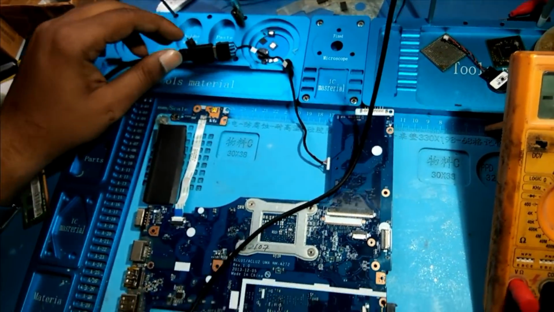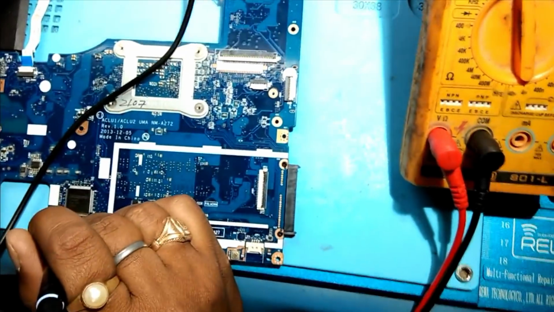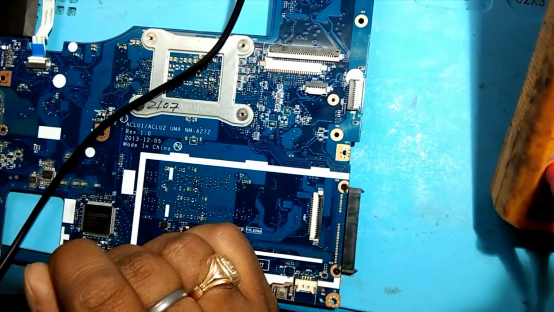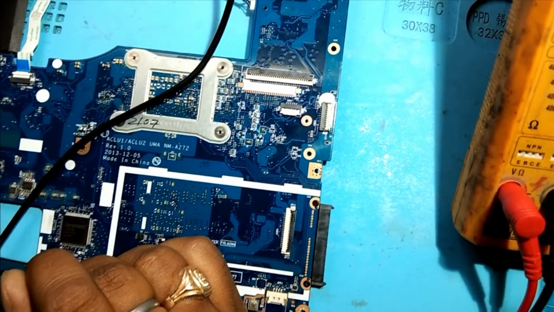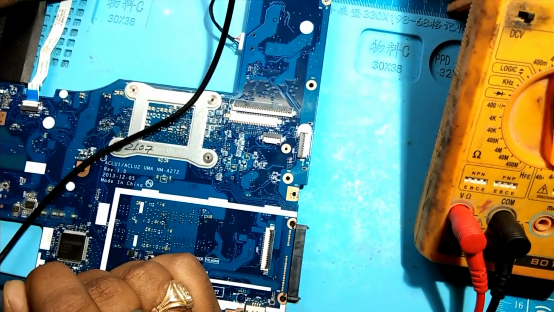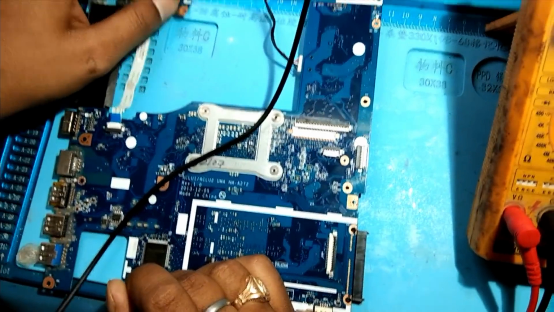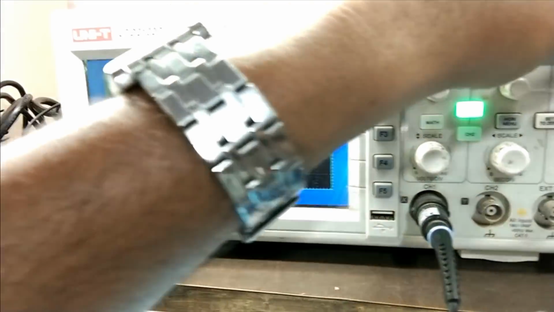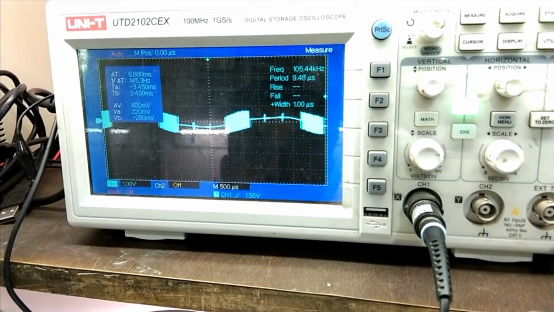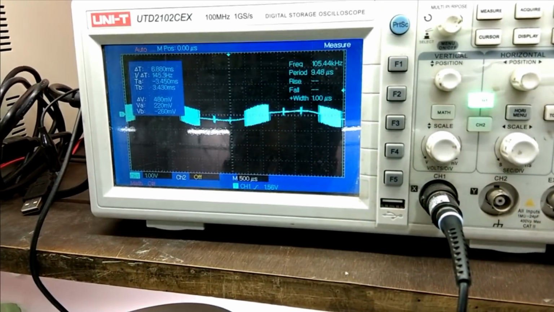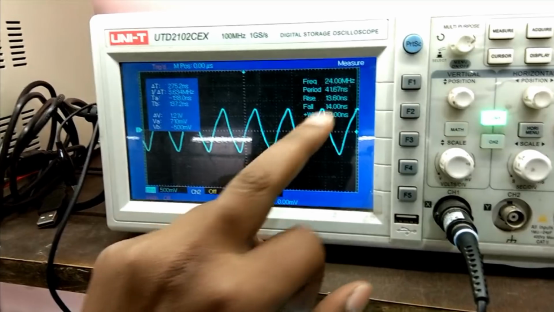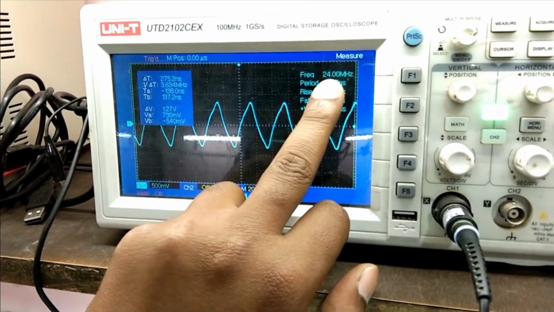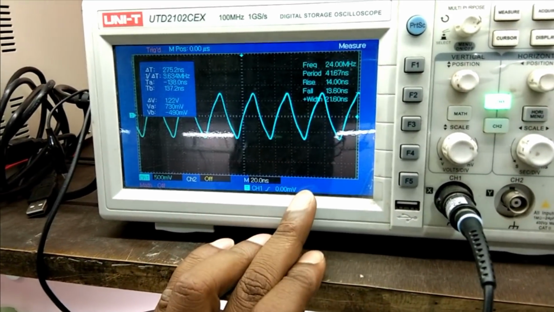Pin number 13: 1, 5, 10, 15, 15, 14, 13. Okay, see, put on AC auto mode. See the clock, 24 megahertz, means its clock is also okay.